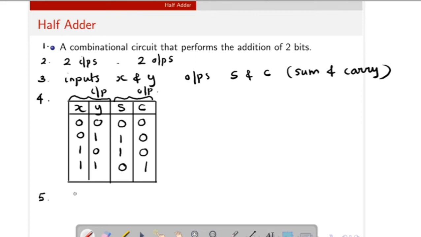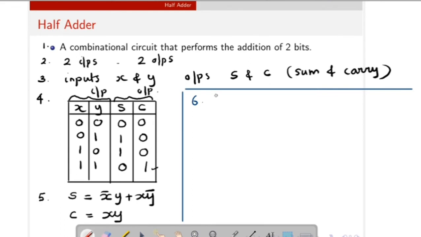Right? Next we can write the Boolean expression for each output variable from the truth table. Here S is equal to 1 for only two minterms, that is 0 1 and 1 0. So we can write it as X bar Y plus X Y bar. Then carry is equal to 1 for only the last combination, that is XY.